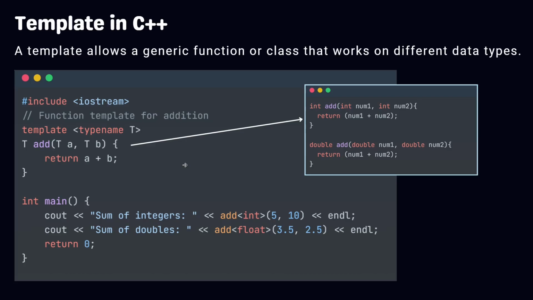allow us to create a generic class or function that works on different data types. So this is all about the template. Remember this concept. Internally it creates an instance. That is the important thing.